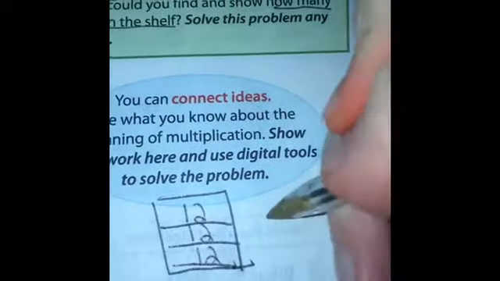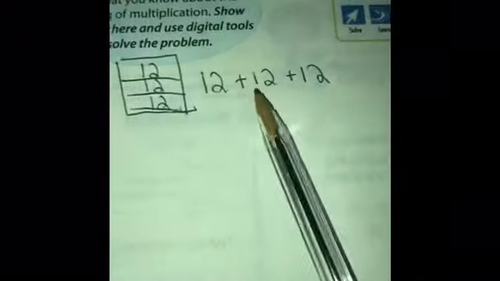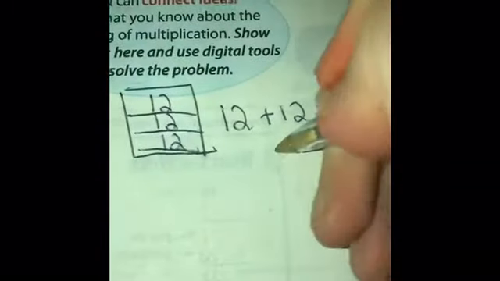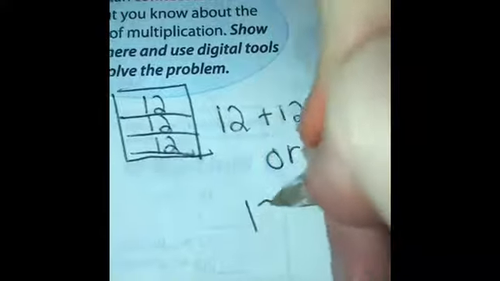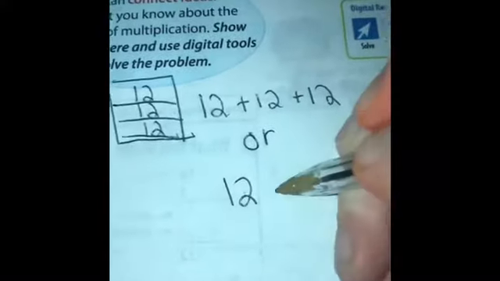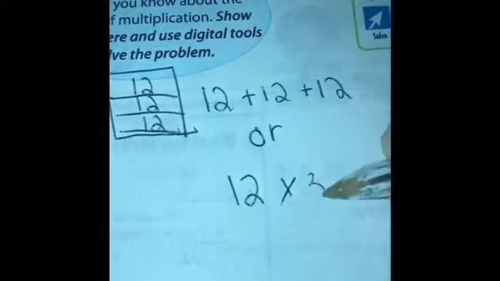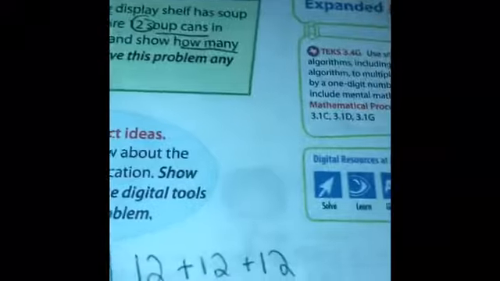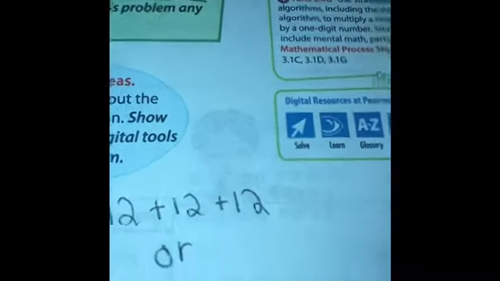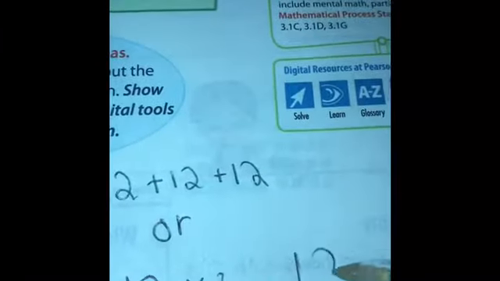Repeated addition. So, we can do 12 plus 12 plus 12. Or, we have 12 being the number repeated. How many times is it being repeated? 3. I'm going to go multiplication since we're working this week on arrays. So I'm going to do lots of love.